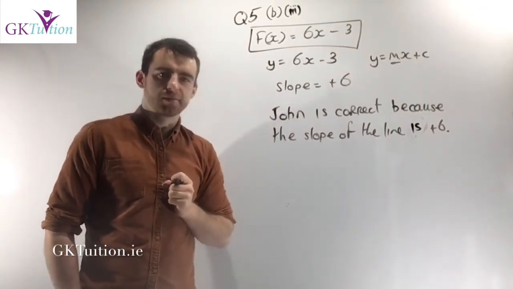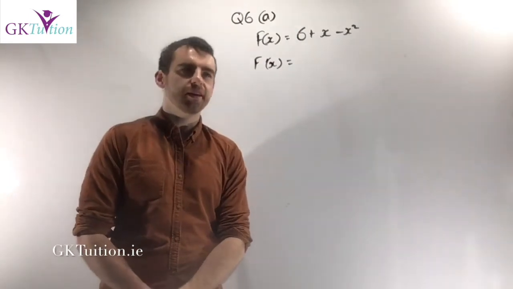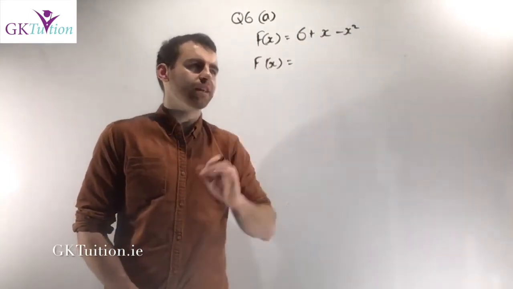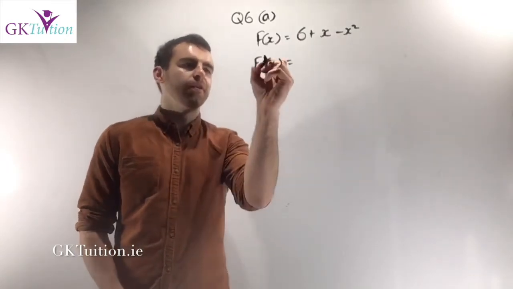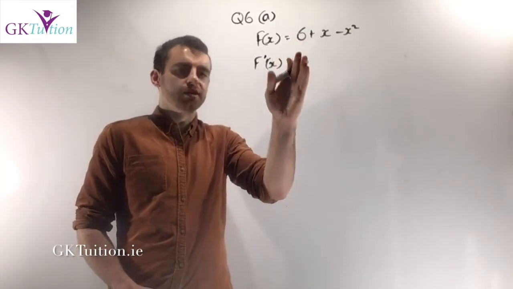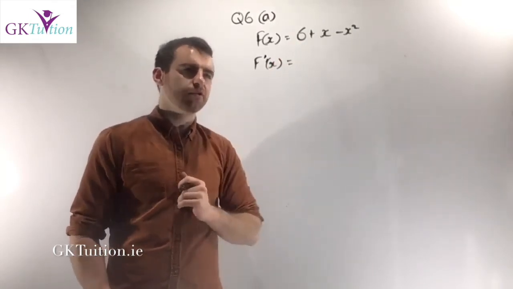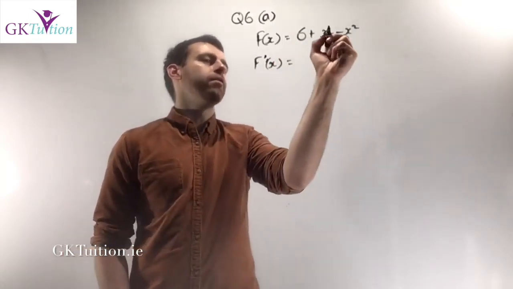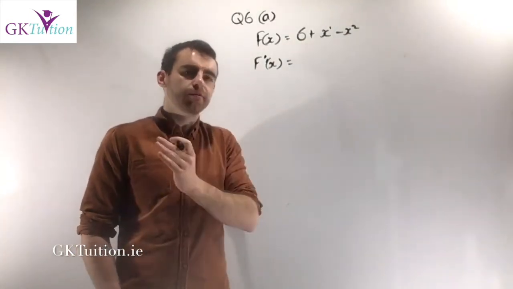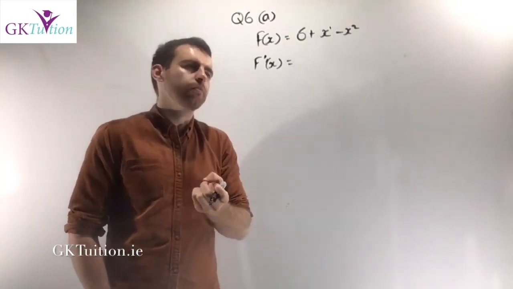Okay, in question 6 part A, we're given the function f of x equals 6 plus x minus x squared. And we're asked to find the derivative f dash x of that. The derivative of a constant is just 0, so 6 doesn't have a derivative. And to get the derivative of x to the power of 1, you bring the power in front, and you decrease the power by 1.